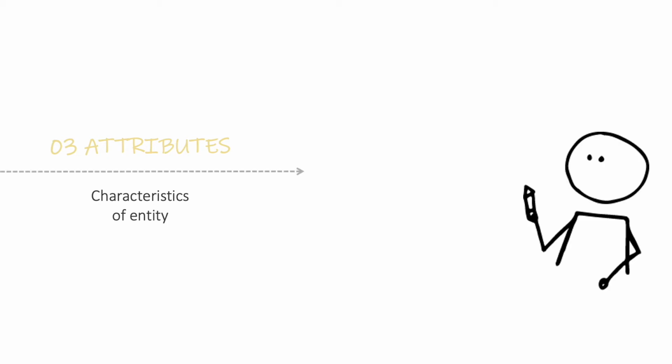Third, we have attributes. They are the characteristics of an entity. You can also think of them as adjectives. They can describe age, size, emotions, and perceptions.